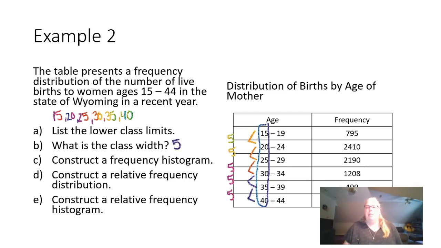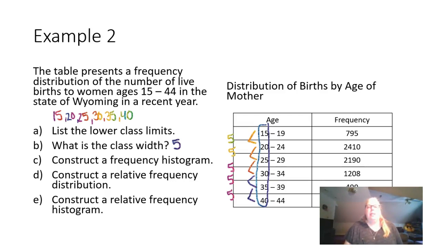And you can pick any pair of these to subtract. I was just showing you that they all have to have the same class width. So they all had to be equal to 5. If they weren't, then there would be a problem with our frequency distribution table. So be sure when you make your classes that they all have the same class width.